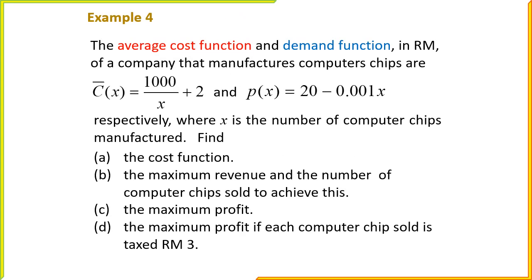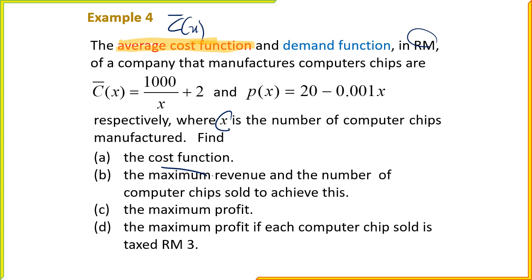So the last example, example 4. Here they give you the average cost function. Usually we denote the average cost function as C bar x, and the demand function we usually represent as p(x). In RM, for a company that manufactures computer chips, C bar x equals 100 over x plus 2 and p(x) equals 20 minus 0.001x respectively, where x is the number of computer chips manufactured. So x is the quantity.